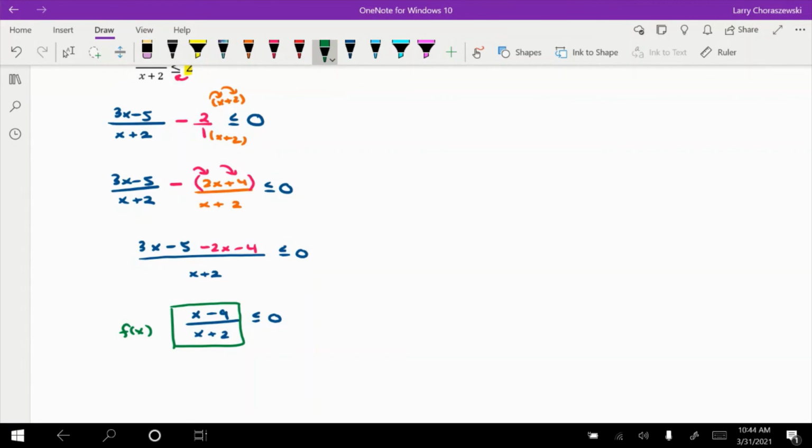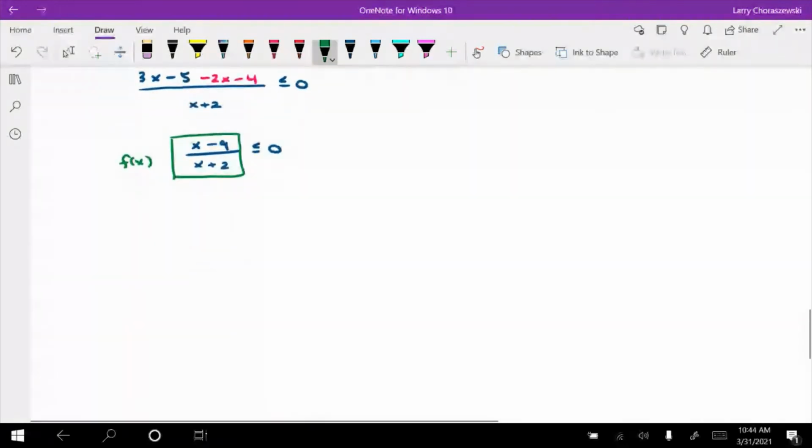Okay, so the end goal of how you write your inequality is to have a single fraction where both the top and bottom are completely factored. And that's the case with what we have here right now. So to get our numbers on the number line, we're not only going to have to find the zeros of this rational function, but we're also going to need the VAs.